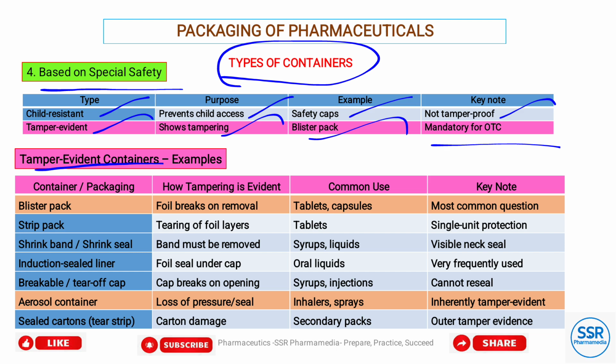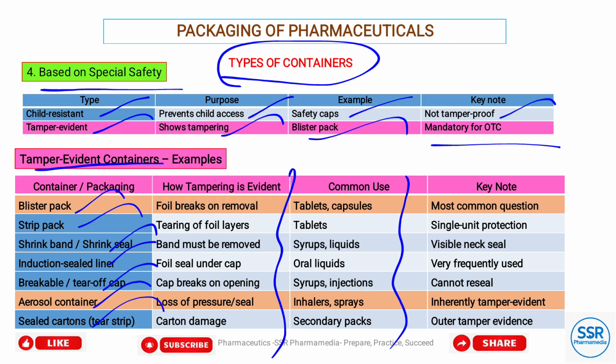And tamper evident container examples: blister pack, strip pack, shrink band, shrink seal, induction sealed liner, breakable or tear off cap, aerosol container, and sealed cartons. So these are all the tamper evident and common uses of each container. And this is the keynote of these containers. Take a screenshot and read it.